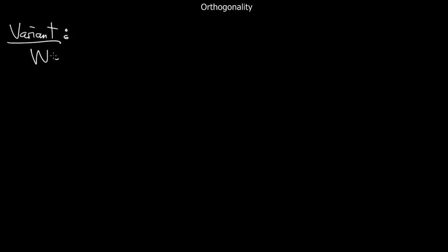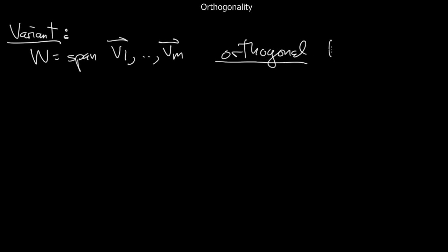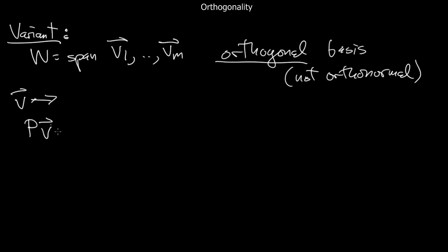Now here's a variant of our variant, just a slight one. Suppose we have this W, and it's a span of a bunch of vectors v1 through vm. And let's say that they're orthogonal, but not necessarily orthonormal. And remember, when we run Gram-Schmidt, it's often nice to get an orthogonal basis and not worry about normalizing it. Well, this works just as well.